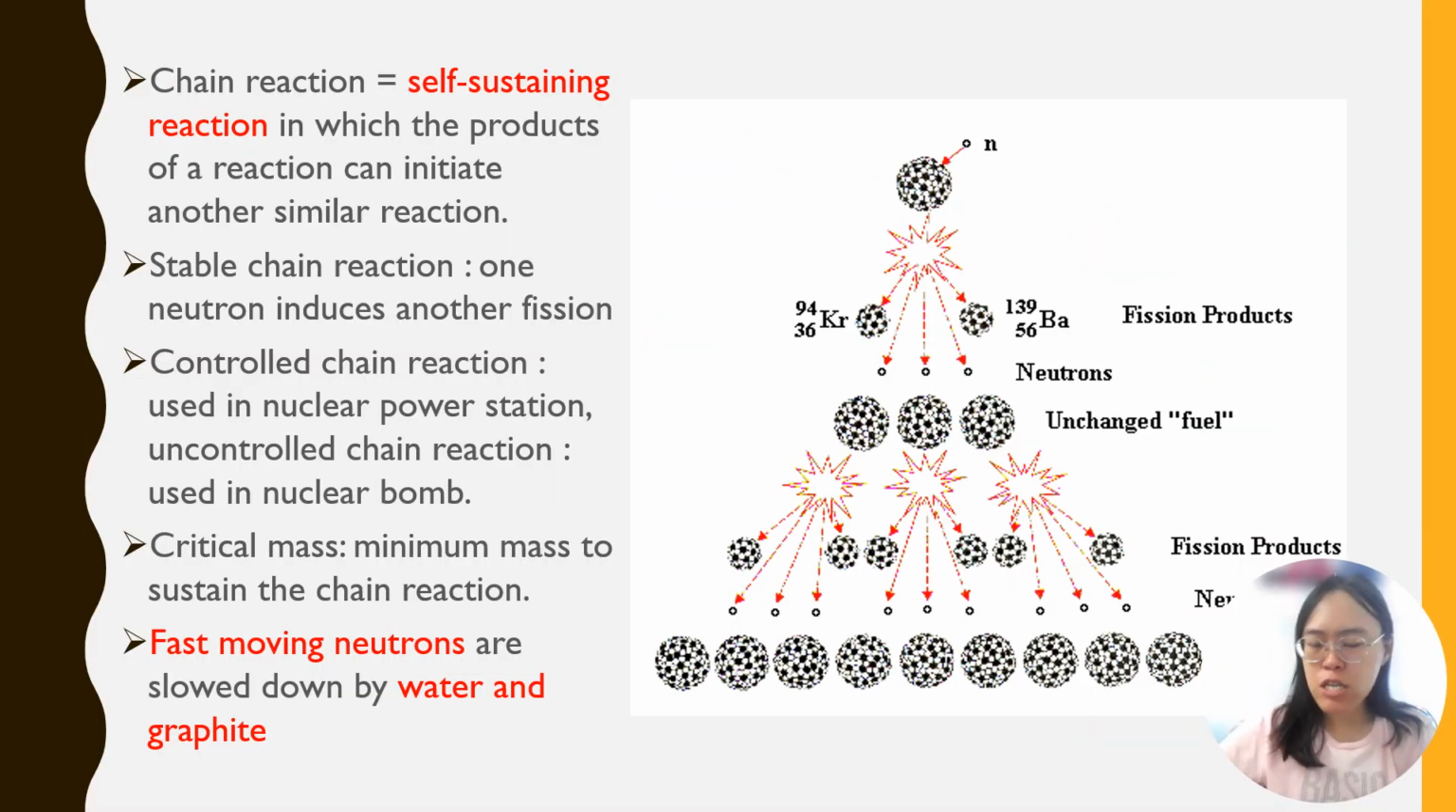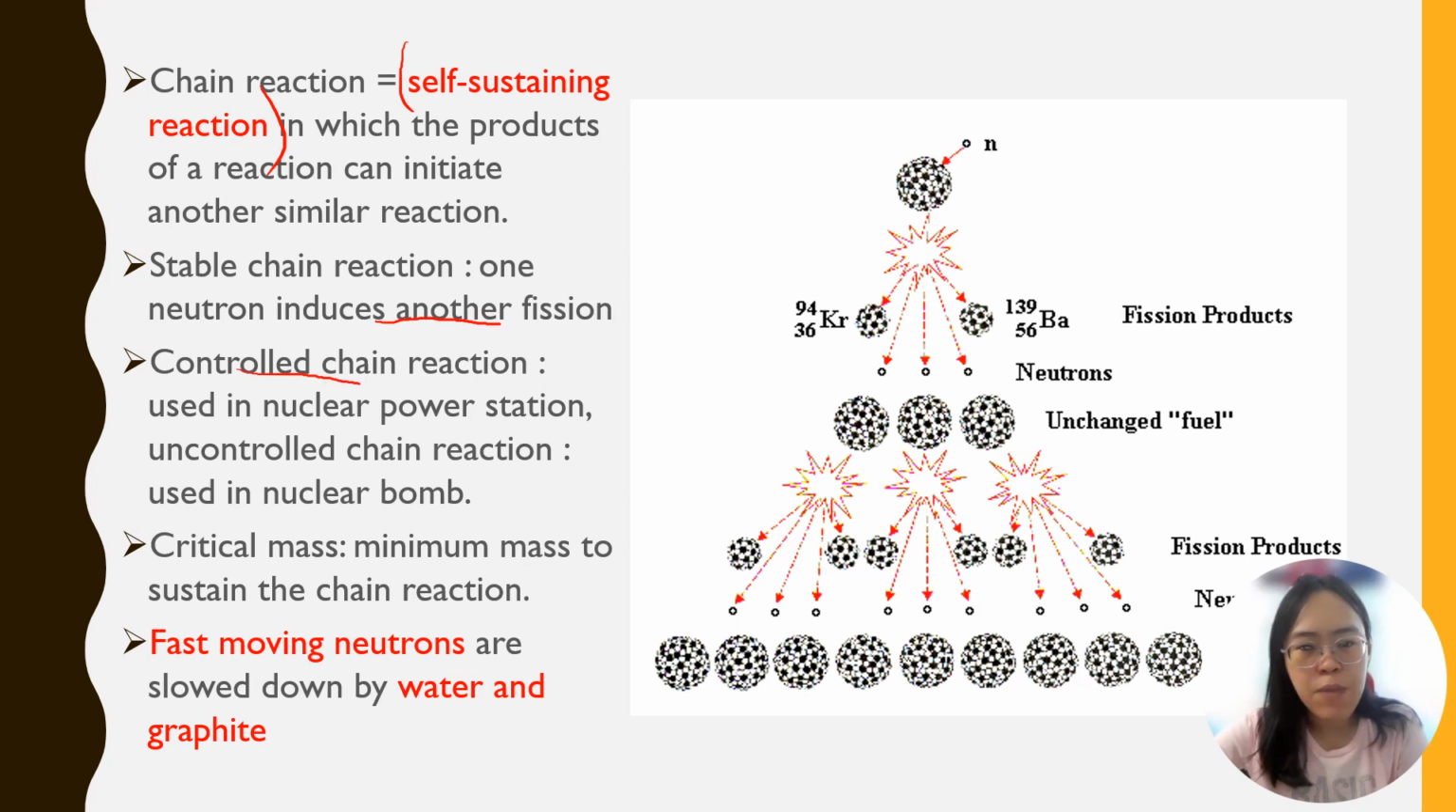So chain reaction is what we call a self-sustaining reaction in which the products of the reaction can initiate another similar reaction. Okay, so a stable chain reaction is one where a neutron will induce another fission.